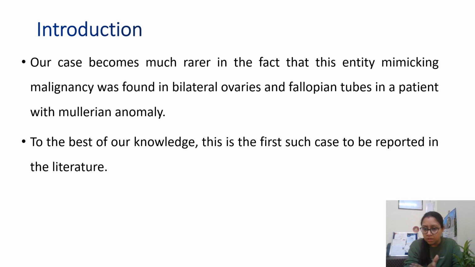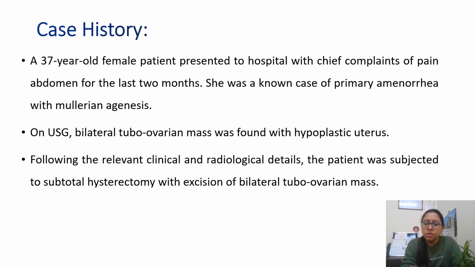So basically there were three rare findings: it was involving both ovaries and both fallopian tubes, it was mimicking malignancy, and third, it was found in a patient with Mullerian duct anomaly. To the best of our knowledge, this is the first case to be reported in the literature. So starting with the history, I just gave you an initial insight into what this entity is.